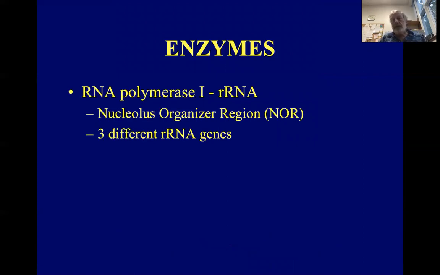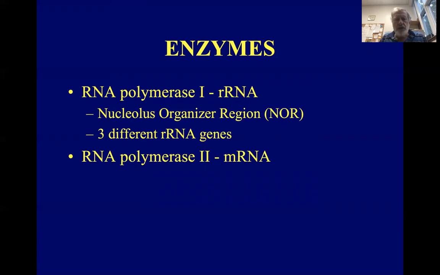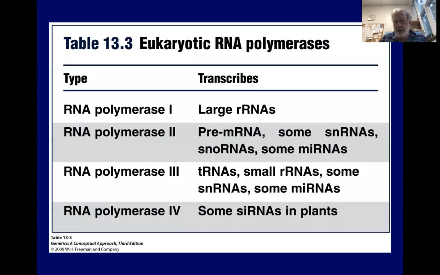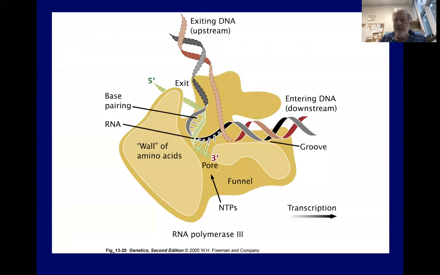Now, eukaryotes have several RNA polymerases. RNA polymerase 1 transcribes ribosomal RNA, including the 3 large ribosomal RNA genes that make up the NOR or nucleolar organizer region. RNA polymerase 2 does the messenger RNA genes. RNA polymerase 3 does the small ribosomal RNA genes and transfer RNAs. And there's at least a 4th and possibly a 5th one, but we're not going to talk about those. So anyway, there could be as many as 5 different RNA polymerases in us eukaryotes.